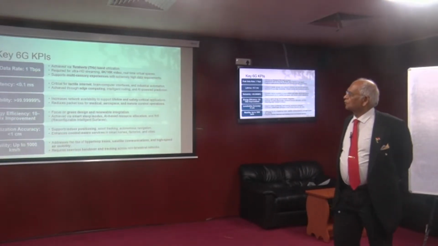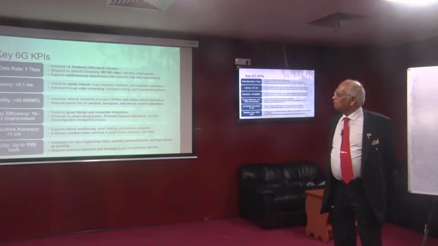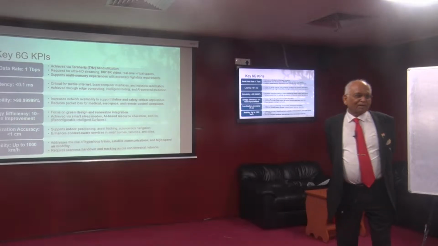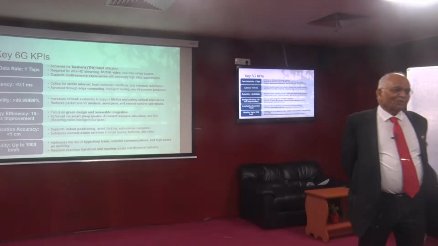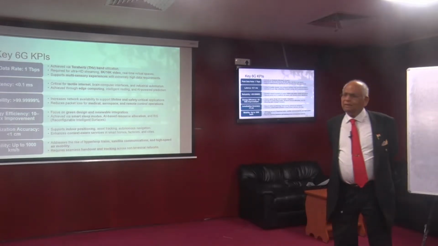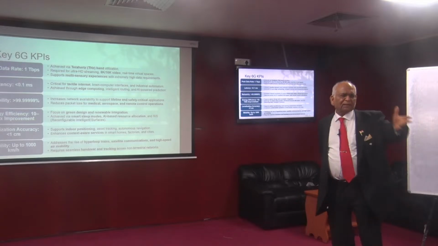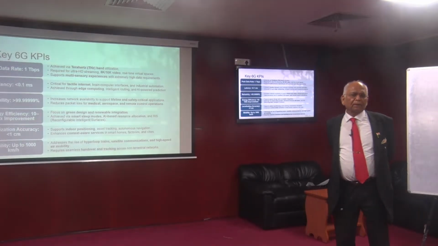Okay, so now we are talking key 6G KPIs. There are six, not four. Yesterday everything was only four. Today there are six. So peak data rate, as I mentioned last slide, 1 terabit per second, achieved by terahertz band utilization. Already my colleague has explained to you what is the meaning of tera, giga, and so on.